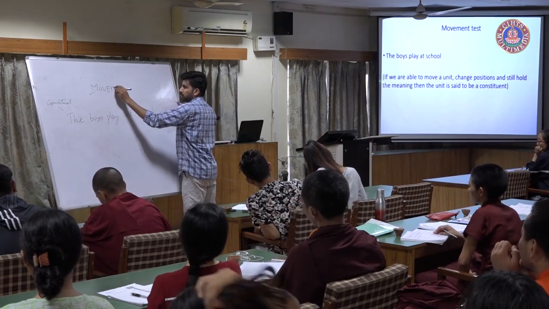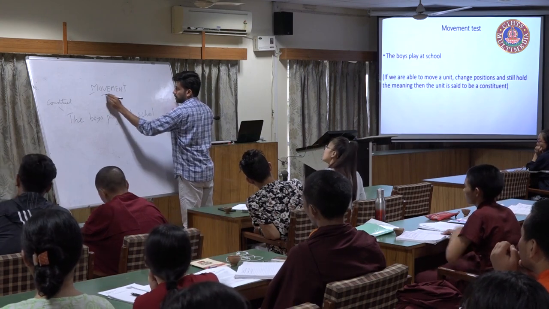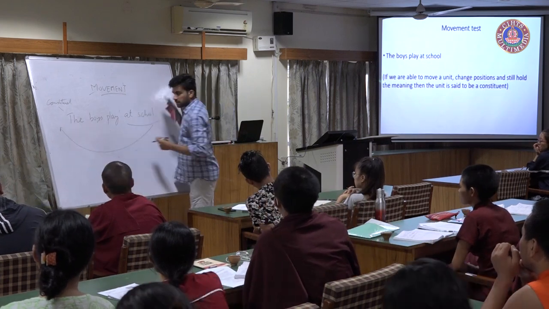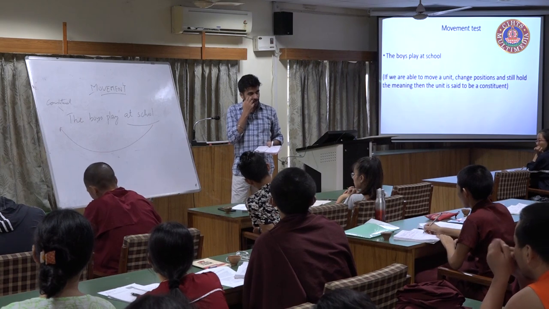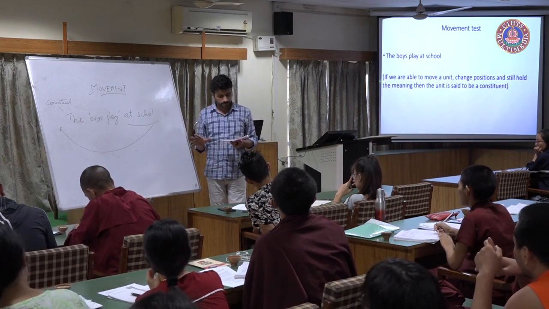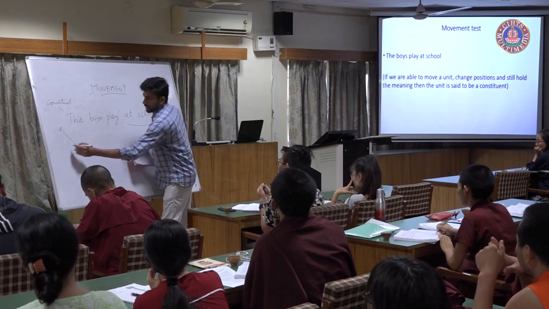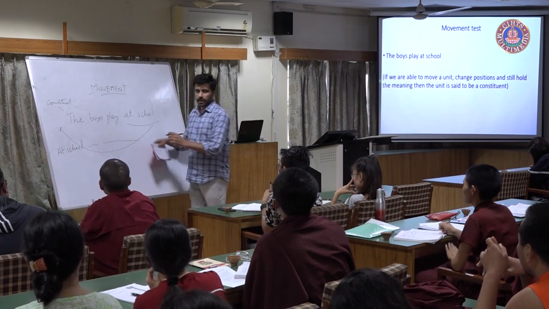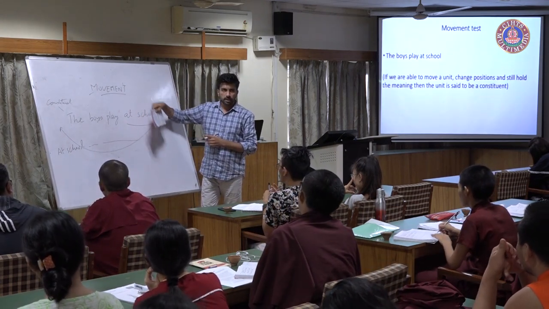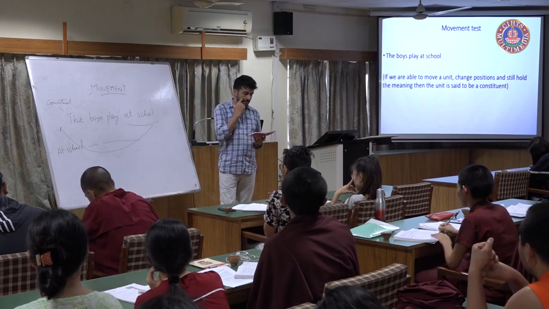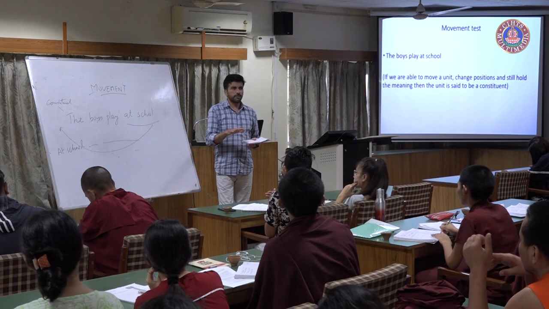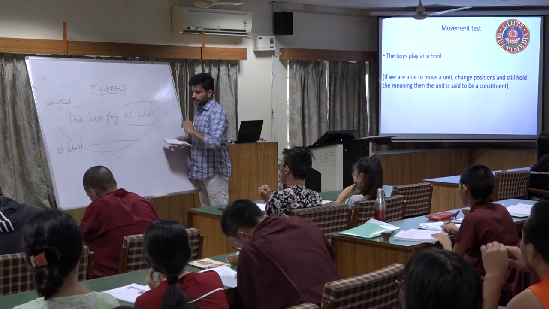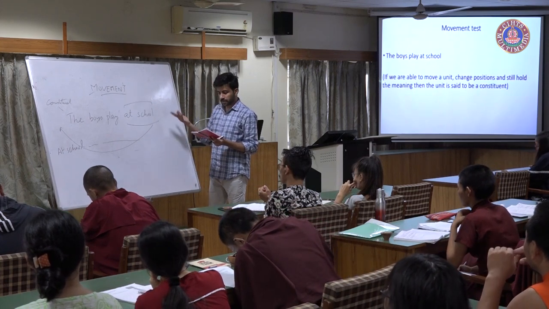You understand the meaning of the word movement. Movement means you try to take a unit, again a unit, and move it somewhere else. And then see whether it makes sense. If it does, then this unit will be a valid constituent. Okay? So if you change it and you actually write at school, and then continue, at school the boys play. You've moved it. I think it makes sense. It still makes sense. At school, the boys play, even though this is not the best way of writing the sentence, but grammatically it's correct. So we can say at school is a valid constituent, or it is a unit.